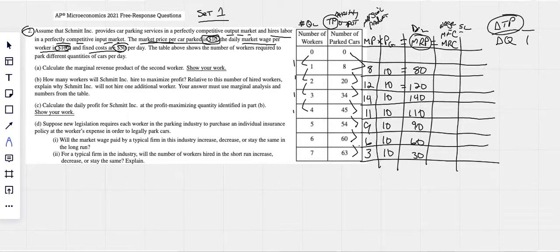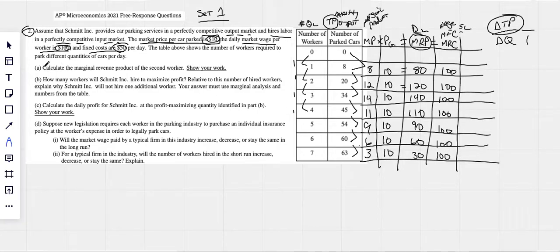Supply of labor, demand for labor. We'll talk more about this as we do it later on. We know that the wage for every worker is $100. So for each worker we hire, the wage is $100 per day.